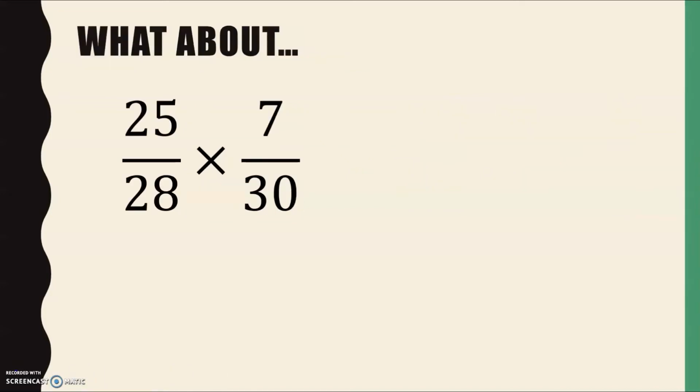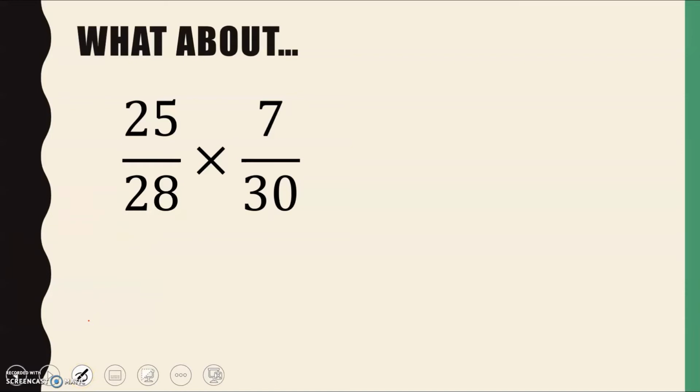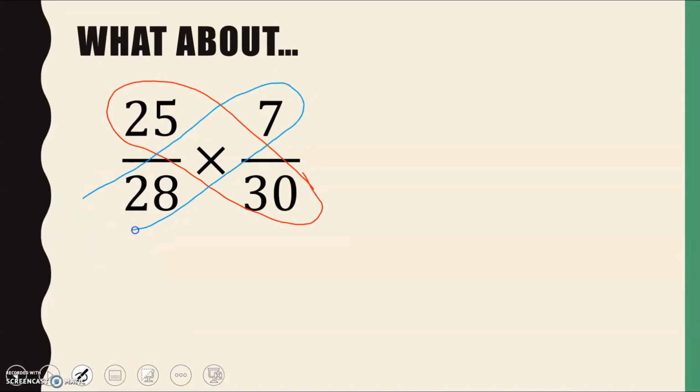What about 25/28 times by 7/30? Now, if I tried to multiply these numbers, they are going to get really big really quickly. But what I can do is I can look diagonally at these numbers. So what I mean by that is 25 and 30, and 28 and 7. They look diagonally.